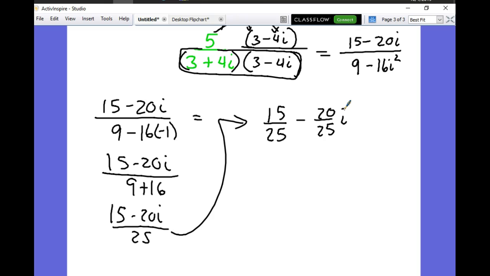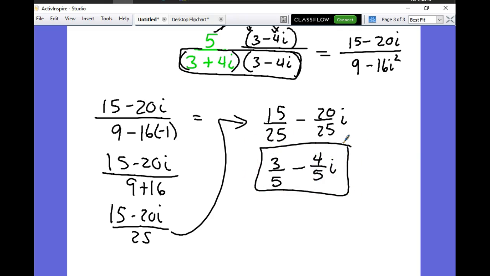And then, of course, you want to reduce if you can. Okay, and this does reduce. So what goes into the top and bottom here? 5 goes into 15 and 25. 4 over 5. Now, the reason I'm telling you guys to split it up like this is because now it looks like a complex number, doesn't it? A plus bi. So that's why I like to write it like that. It keeps the form right.